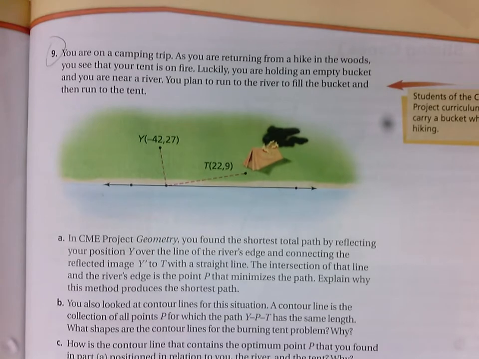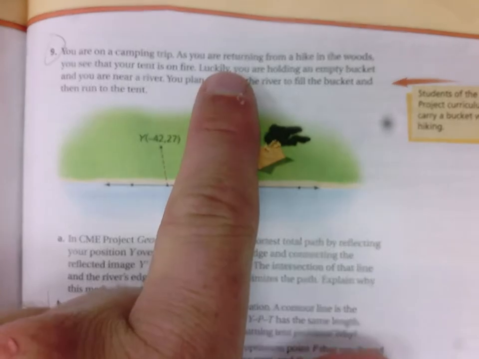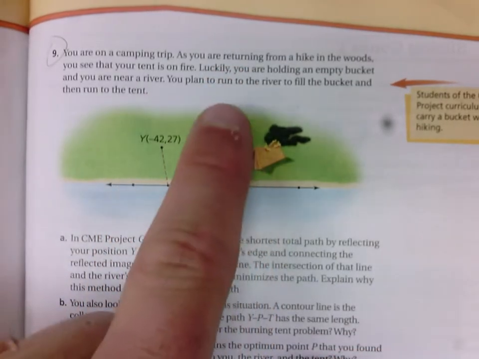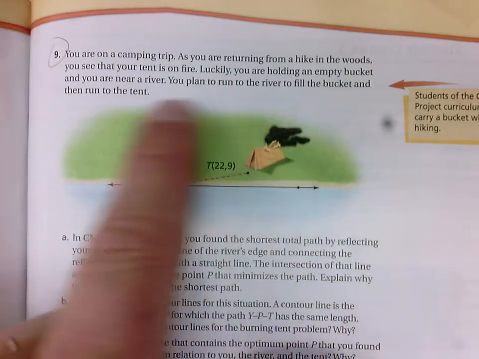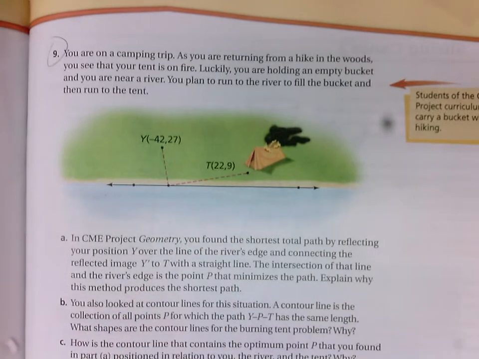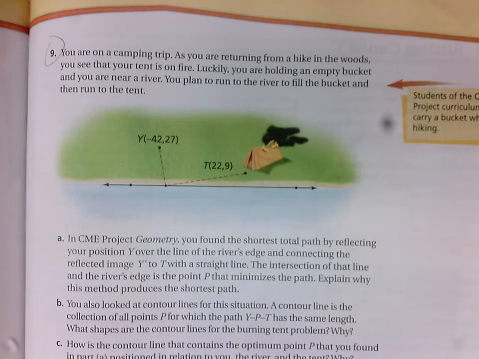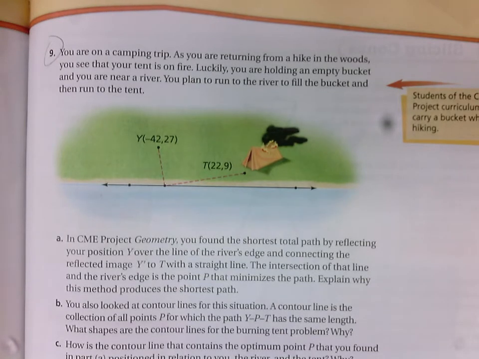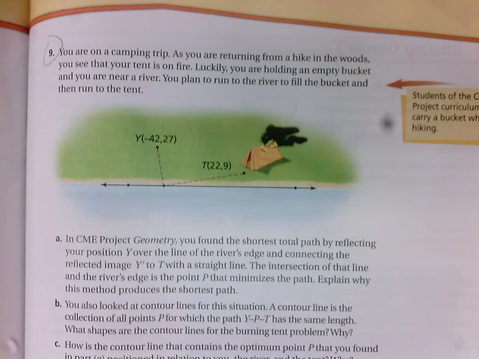6.5, question 9. So imagine you're on a camping trip. You're returning from a hike in the woods, and you see, oh no, my tent's on fire. This is a silly question. Luckily, you're holding an empty bucket, just so happens, and you're near a river, so you plan to run to the river first to fill the bucket, and then run to the tent. This is not, by the way, meant to be a very realistic problem, guys. It's just kind of silly on purpose. But there is an important mathematical truth that is happening here.